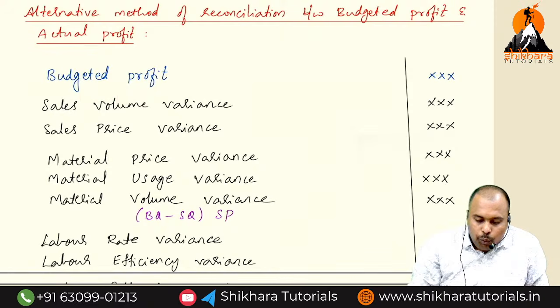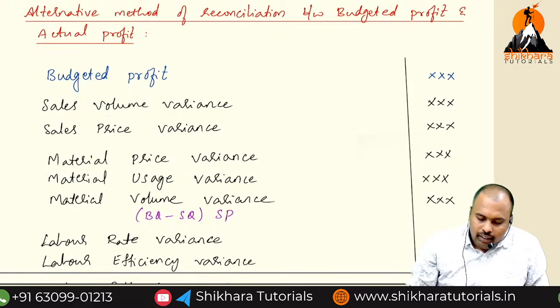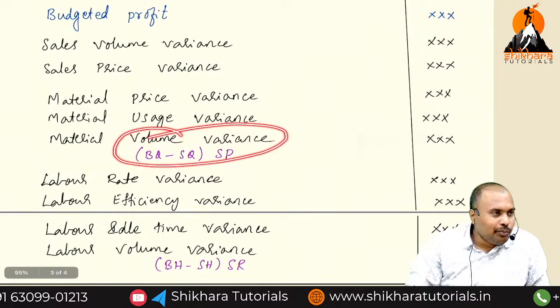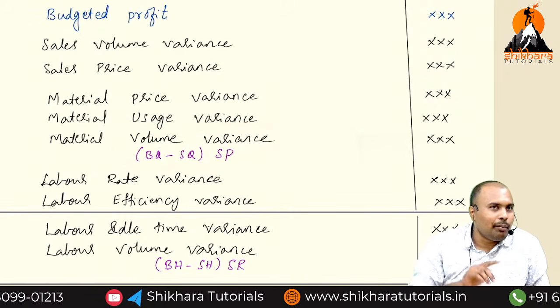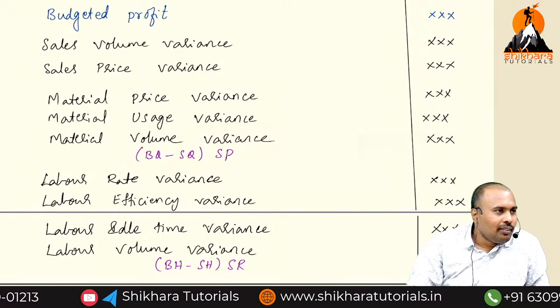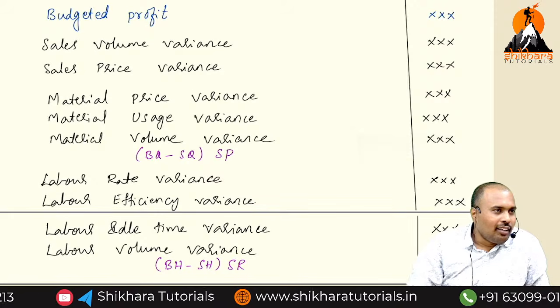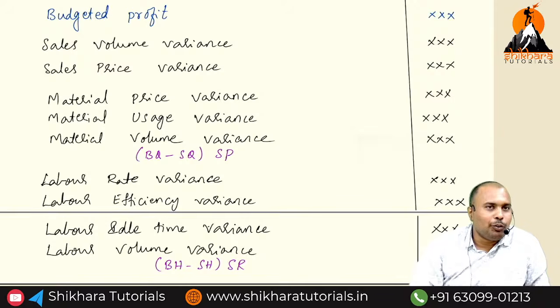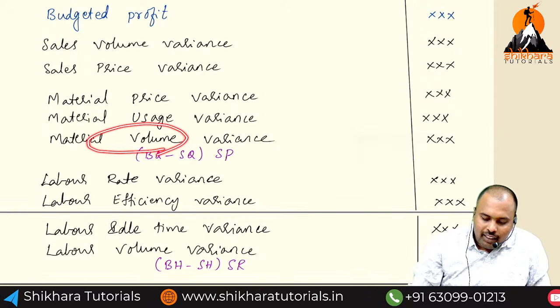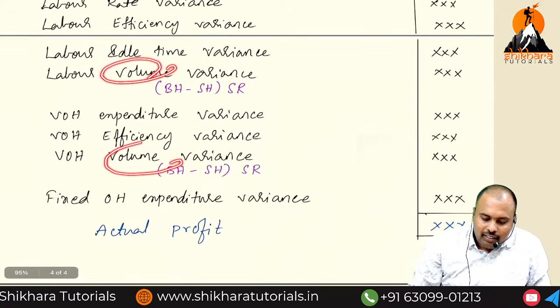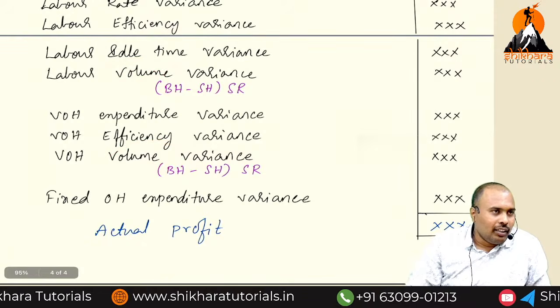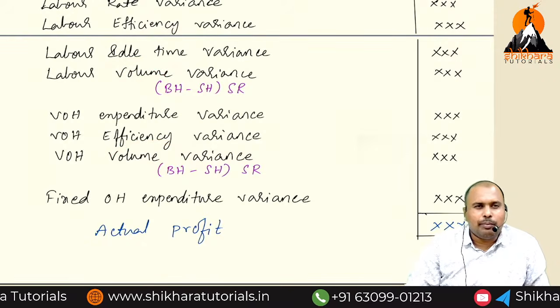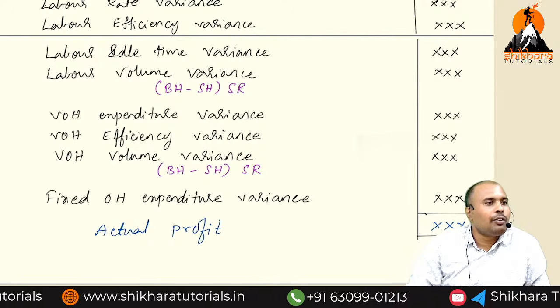But if you adjust only sales volume variance, then for materials you have to calculate volume. It's straight away a new variance. Have you seen material volume variance earlier? No, right? Under reconciliation you have to start. You have to find one new variance, which is material volume variance, labor volume variance, variable overhead volume variance. Volume variance is very simple: only the difference between budgeted quantity and standard quantity.